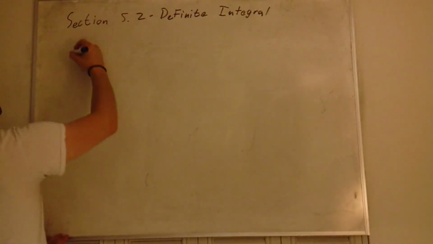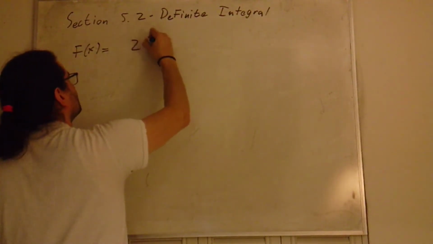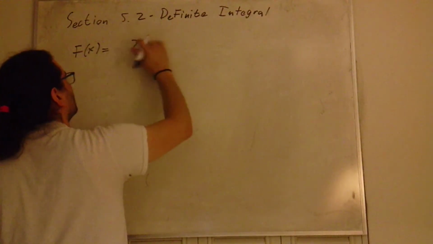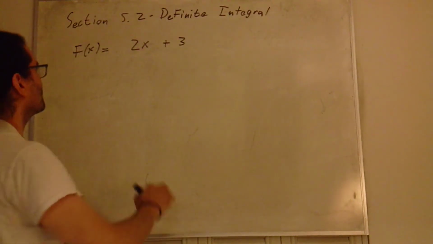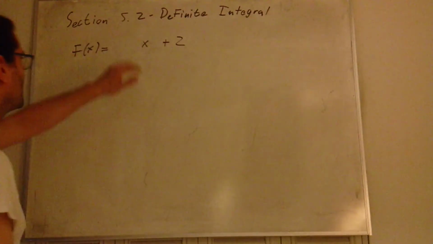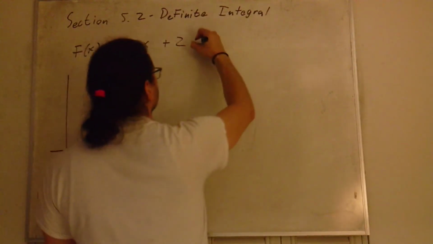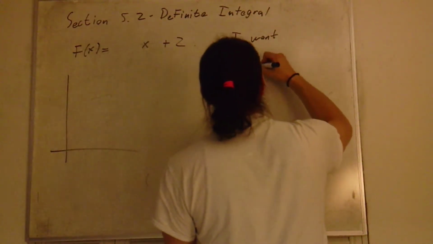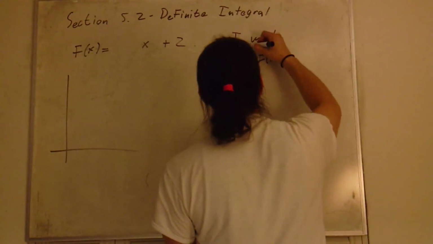Let's say we have a function f of x equals 2x minus, no, we'll do 2x plus 3. I don't even want to do that. Let me just do x plus 2. This will be nice. F of x equals x plus 2. I want the definite integral of f of x dx from, let's say, 1 to 5.